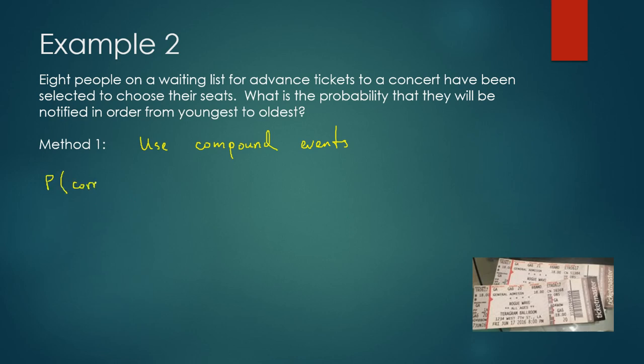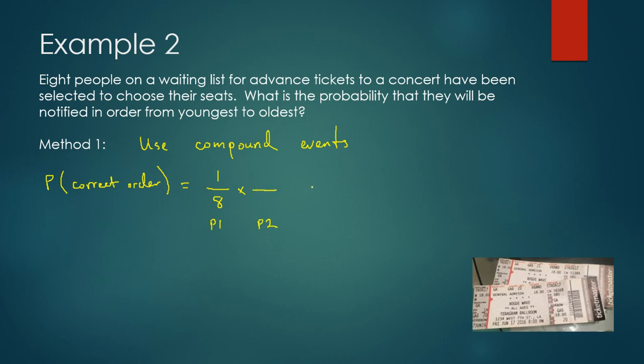We're going to find the probability of the correct order. So let's think about it. Our first person is being chosen. Our first person is getting notified. What's the probability that it will be the youngest person? Of the 8 people on the waiting list, there's one that is the youngest person. So 1 out of 8. I'll just say P1 for person 1. Now on to person 2.